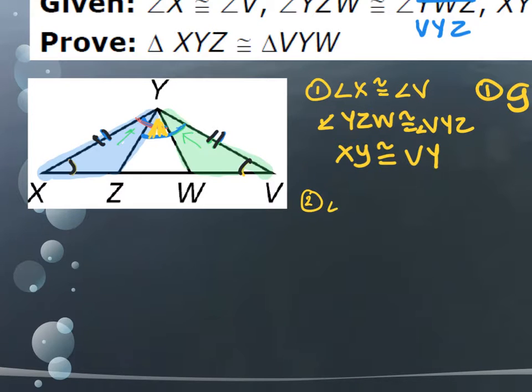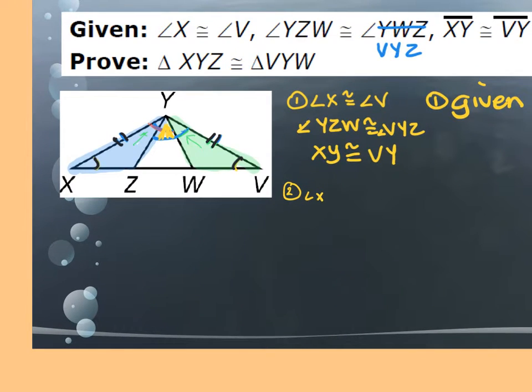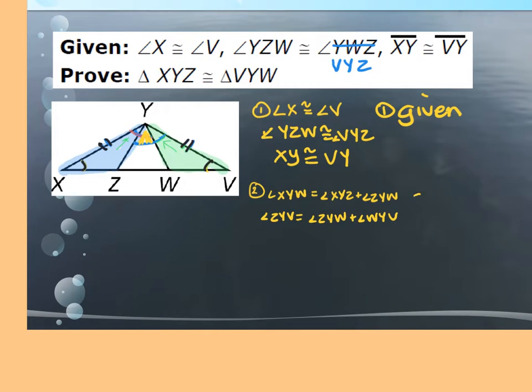So I'm going to say that angle XYW equals angle XYZ plus ZYW. The big one is the sum of the two smaller ones. And then ZYV equals ZYW plus WYV. And that's the angle addition postulate.